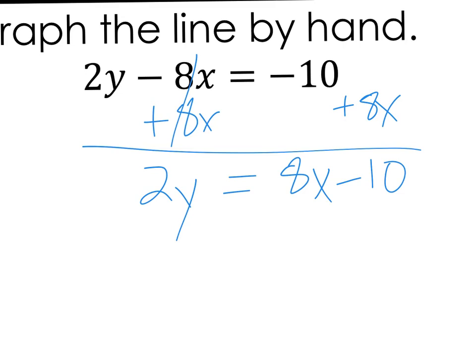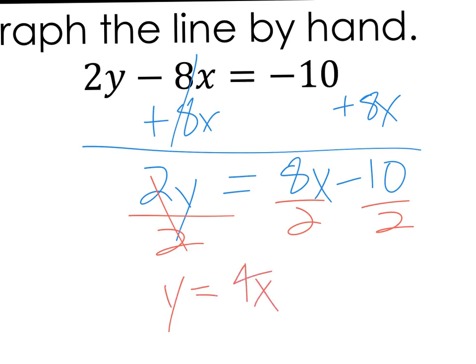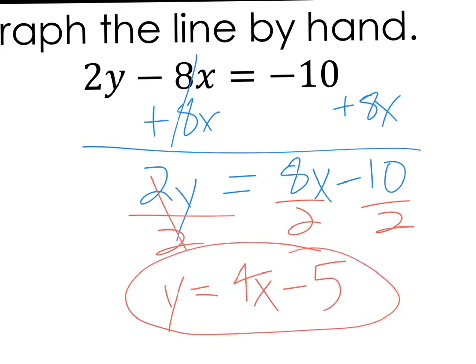So I'll need to divorce, or divide, everything by 2. Don't subtract out the 2. Remember, 2y means 2 times y. So divorce, divide everything by 2. So y equals 8 over 2 is 4, so y equals 4x. 10 over 2 is 5. So y equals 4x minus 5.